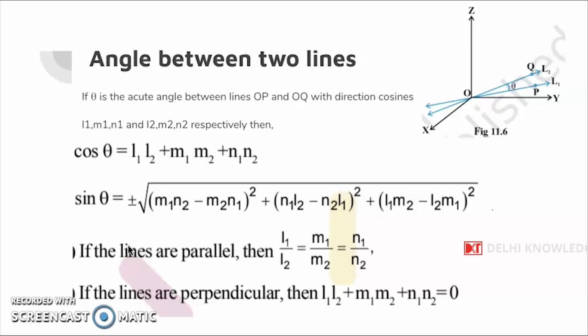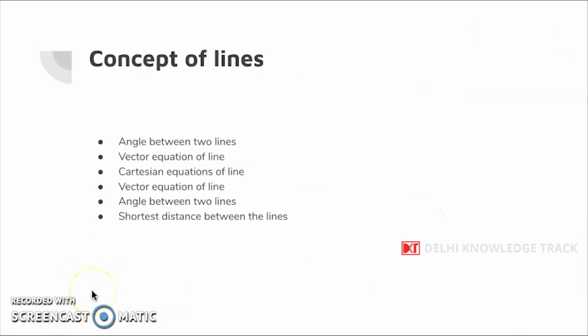Now let's move to the concepts of line in 3D. Let's start with the concepts of line. In this topic, we'll see the angle between two lines, vector equations of line, Cartesian equations of line, and shortest distance between the lines. As you might have noticed, I mentioned vector equations of two lines. Actually I wanted to mention that one is in Cartesian form and one is in vector form, for parallel lines and skew lines.